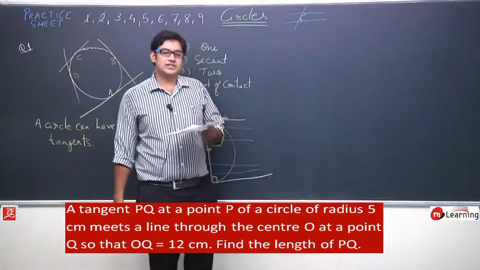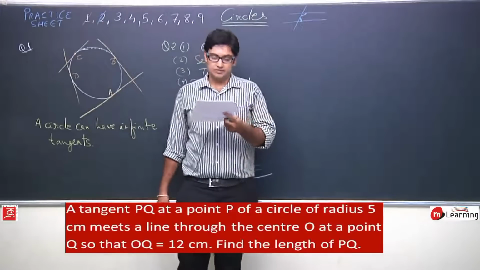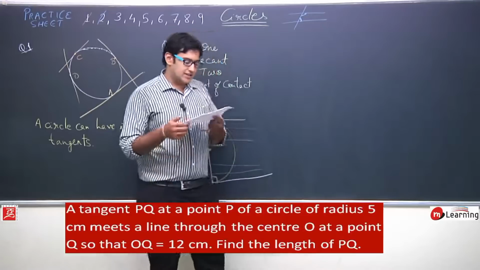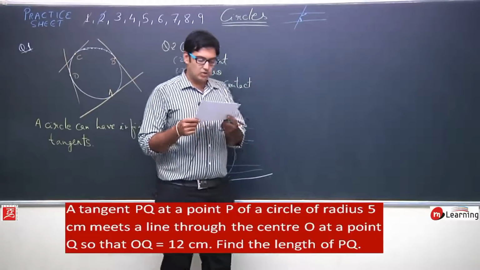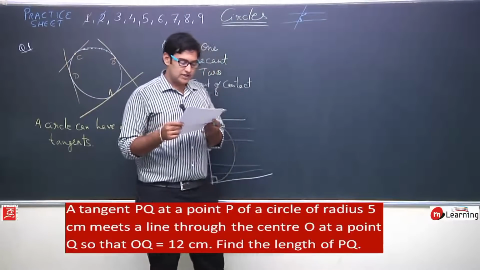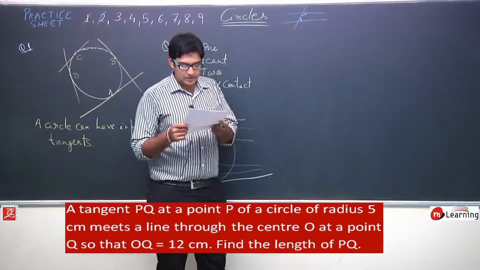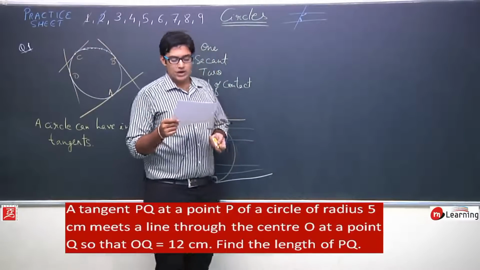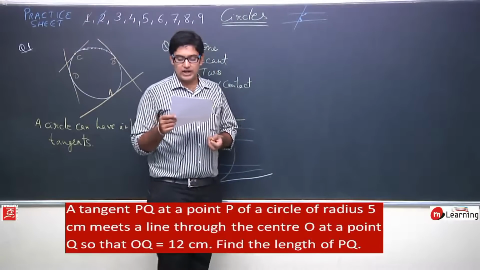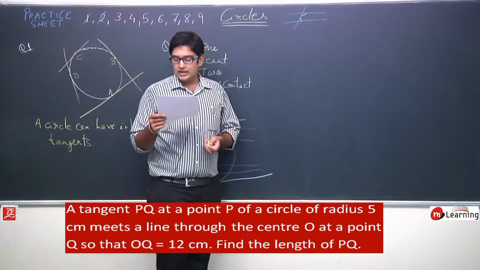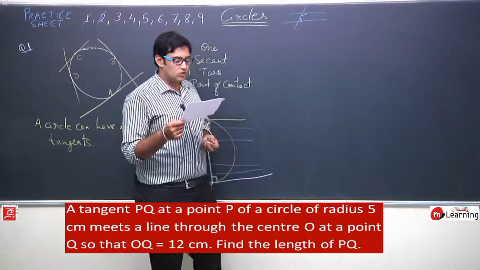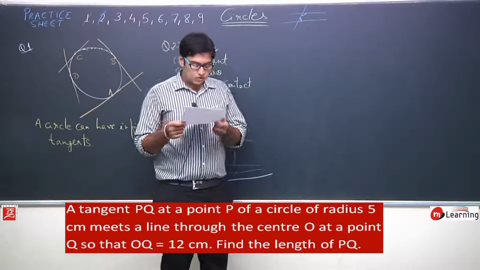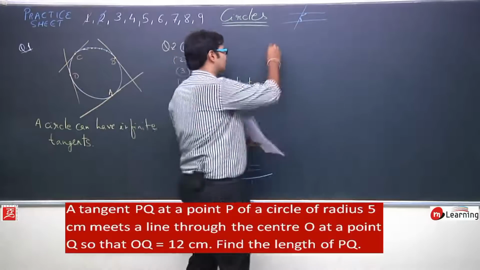Now let us discuss question number 3. Question number 3 says: a tangent PQ at a point P of a circle of radius 5 centimeters meets a line through the center O at a point Q, so that OQ is equal to 12. Then the length of PQ is?